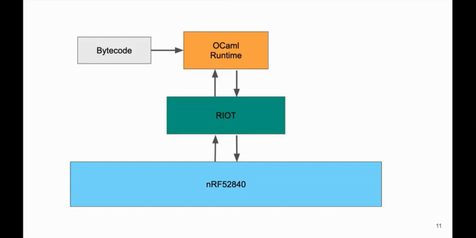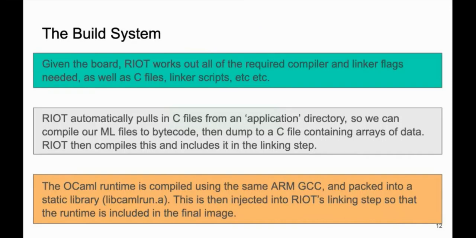Now going into more depth in the build system, we have a few steps. We specify the board that we're targeting, and RIOT then works out all of the required compiler and linker flags needed, as well as pulling in all of the C files and linker scripts that it has specific for that board. There's a C file for the Cortex-M processor, for the board, for the peripherals, and it compiles those, pulls them in and links them, and you never have to worry about it.